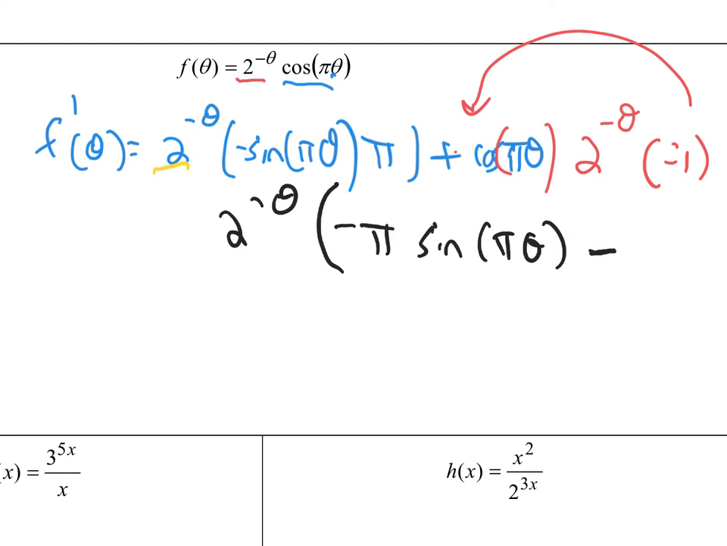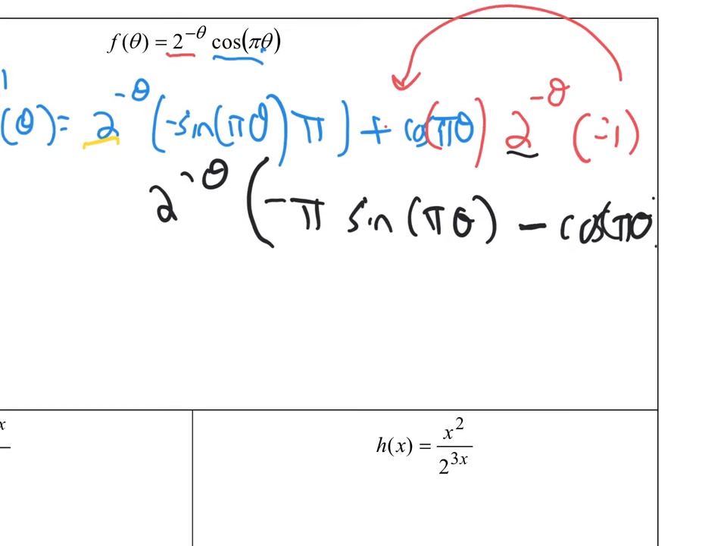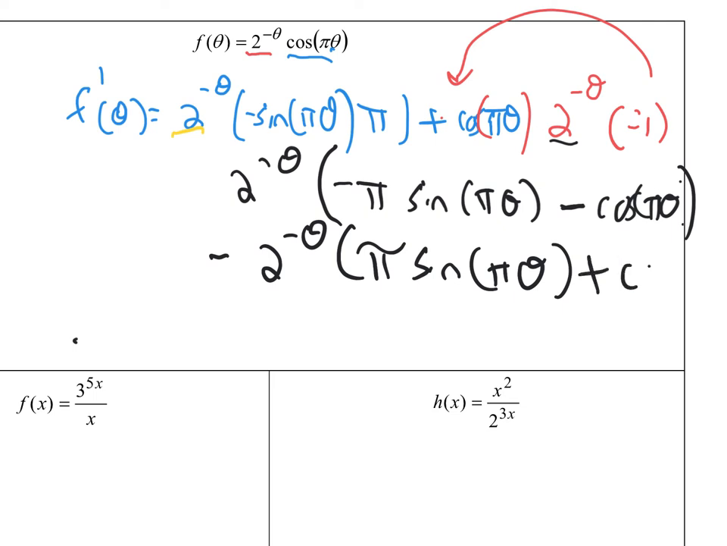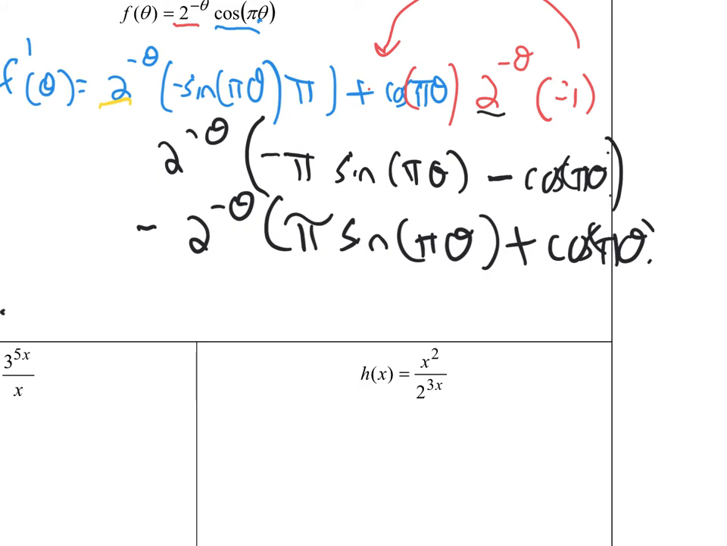I probably could have pulled out the minus, to be honest with you. Let me do that in a second. Minus, I pulled this out, so I'm still left with the cosine of pi theta. So what I'm saying is, since I see it now, I didn't see it a second ago, I could have pulled out the negative 2 to the negative theta, which doesn't make the answer any better, but it's just a thought. All thoughts matter.